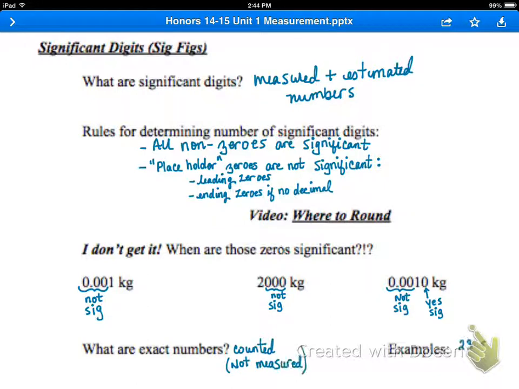Exact numbers are counted, they're not measured. And for exact numbers, we do not count the number of sig figs. So for example, if we said we have a class with 23 students, I did not estimate that 23, I counted it exactly. Or 465 books, I counted them exactly, they're not estimated. I didn't use a measuring device to measure them. So when we have counted numbers, we ignore how many digits they have when we do calculations.